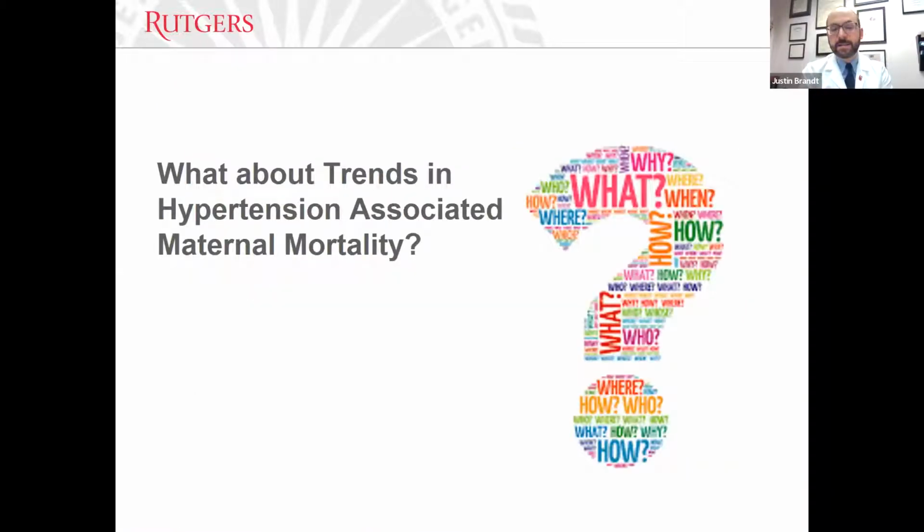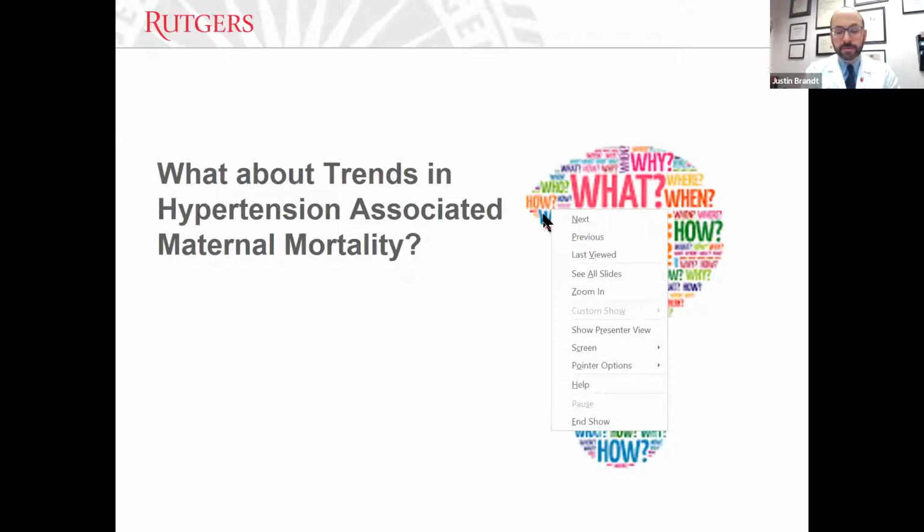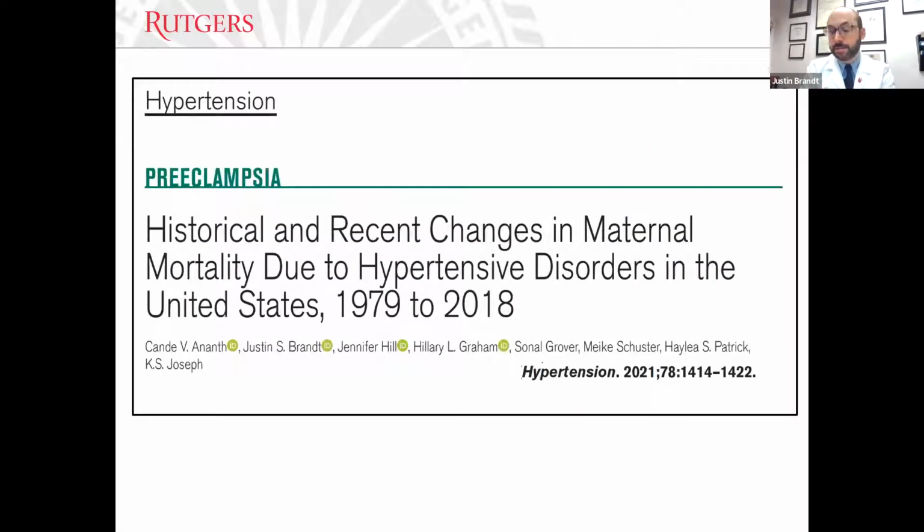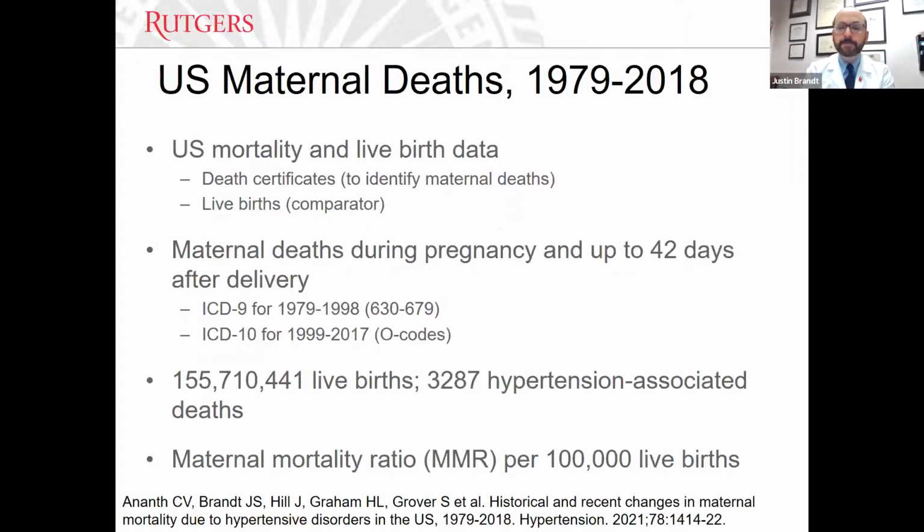So what about trends in hypertension-associated maternal mortality? I think this is one of the reasons that so many people joined today, to hear about some of our results in a new study we published this past year, in 2021, in Hypertension. This was called the Historical and Recent Changes in Maternal Mortality Due to Hypertensive Disorders in the United States. And we looked at 1979 to 2018.